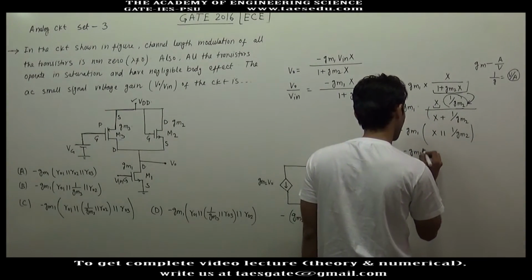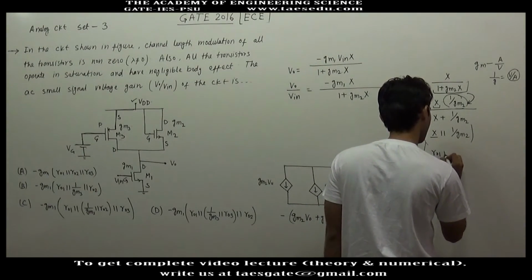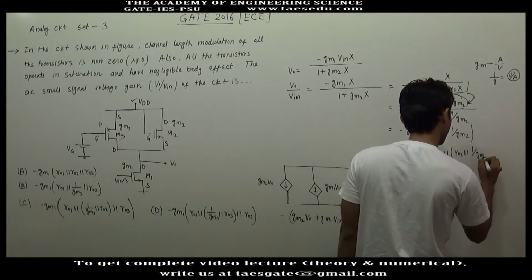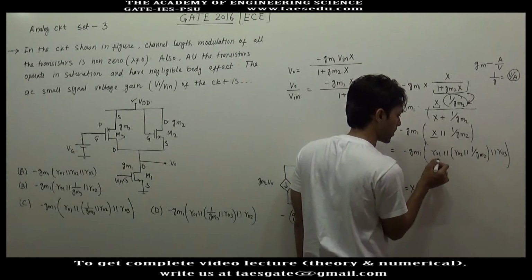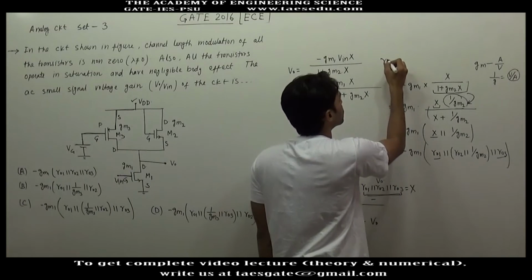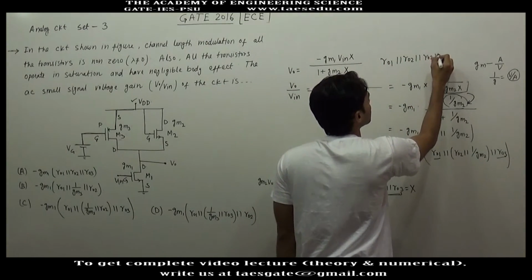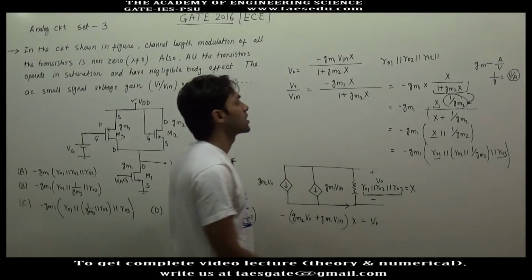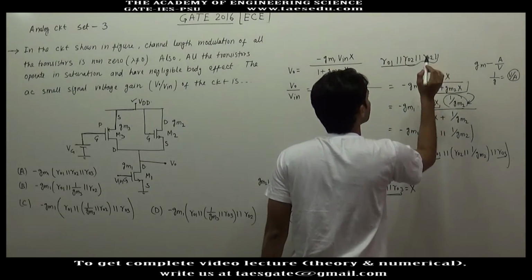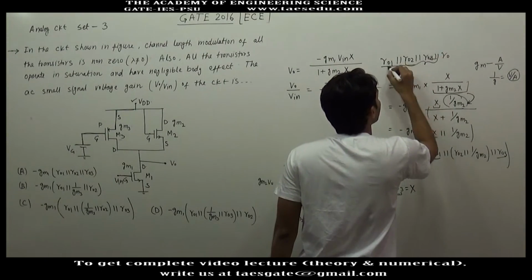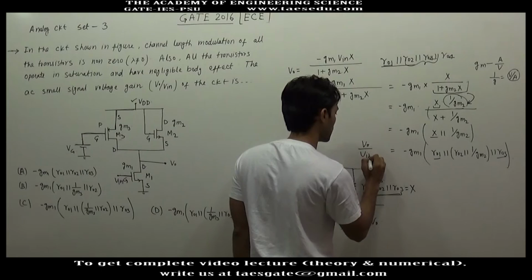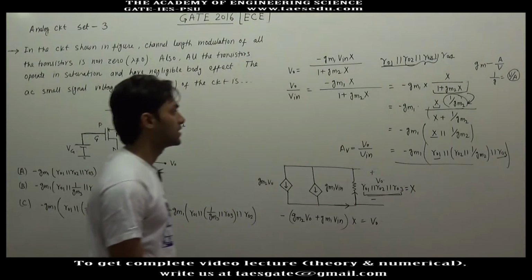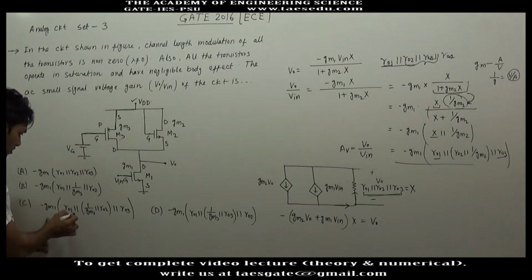So this will give you minus GM1 into X, which is nothing but R01 parallel R02 parallel 1 by GM2 parallel R03. It doesn't matter whether you first take the parallel combination of R01 and R03. If you have to take the parallel combination of 4 resistances, the order of taking parallel combination does not matter. You can take first these 2 resistances or those 2 resistances, or R01 and R04. So the overall voltage gain V0 divided by V input is minus GM1 into R01, R02, R03, and 1 by GM2 in parallel. C option will be correct.